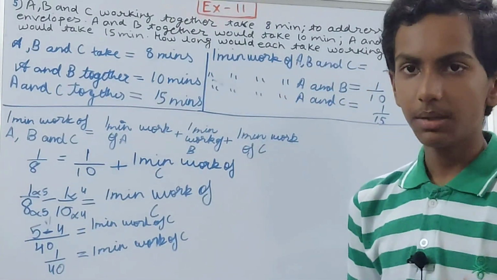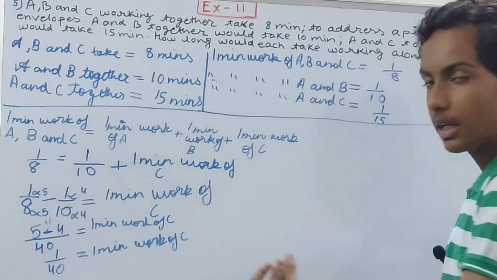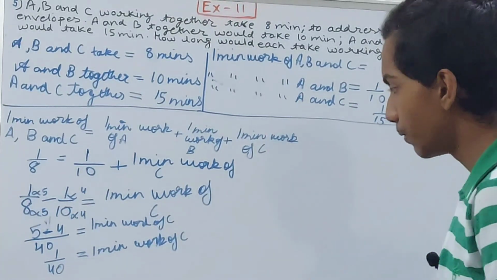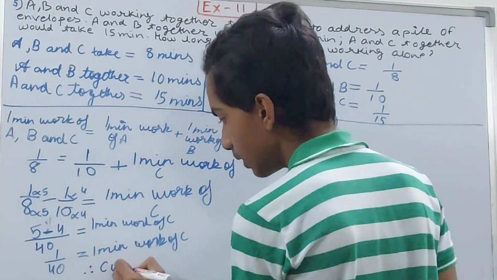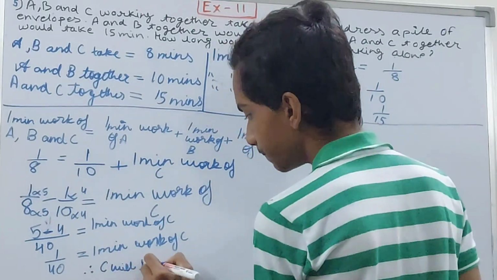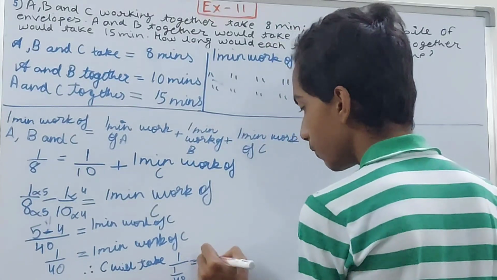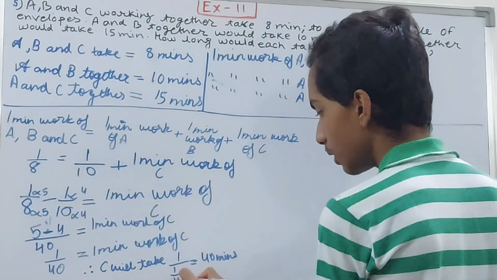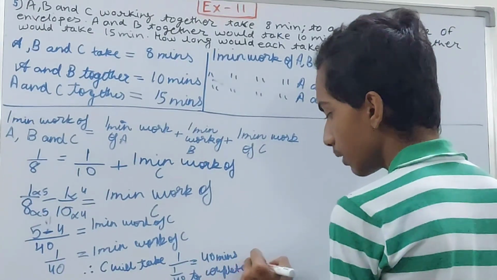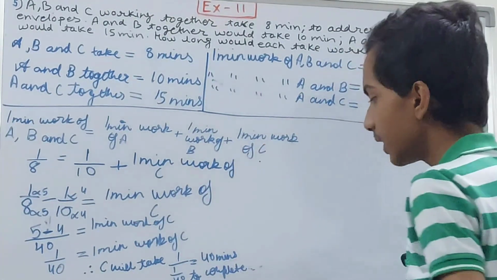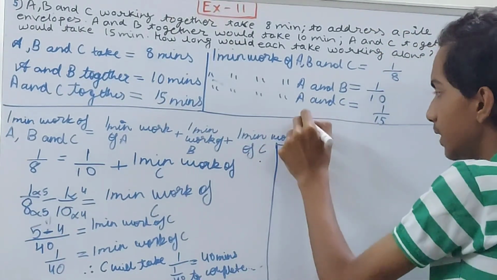With this I can calculate my 1 minute work, with this I can calculate the total time B will take to do this work. So therefore C will take 1 upon 1 by 40, that is 40 minutes to complete the work. Okay, you can write this further. Now this we have calculated for C, that is your 40 minutes.